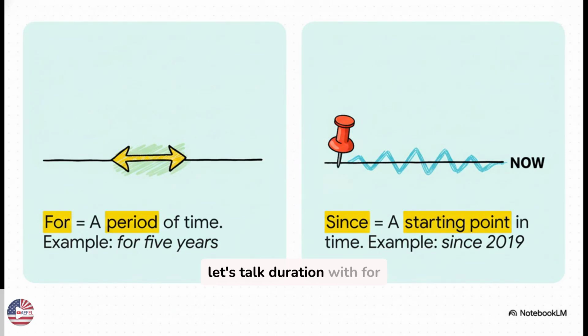Next, let's talk duration with for and since. A classic point of confusion. But it's actually really simple. Just remember, for is used for a period of time, like a block of time. 5 years, 10 minutes, 2 weeks. Since, on the other hand, is for a starting point. It's a specific moment when things began. Since 2019, since Monday. One measures a duration, the other marks a beginning.